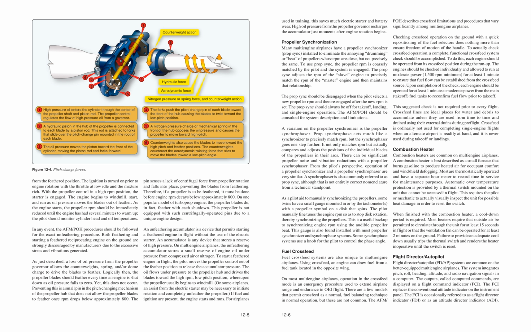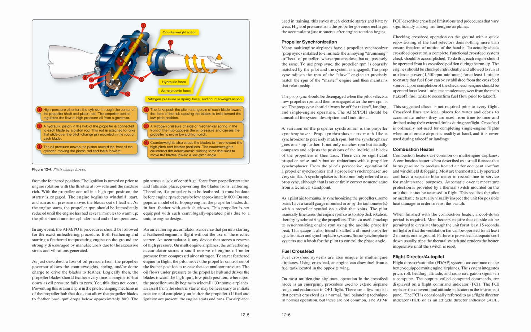To actually check crossfeed operation, a complete, functional crossfeed system check should be accomplished. To do this, each engine should be operated from its crossfeed position during the run-up. The engines should be checked individually and allowed to run at moderate power, 1,500 revolutions per minute minimum, for at least 1 minute to ensure that fuel flow can be established from the crossfeed source.